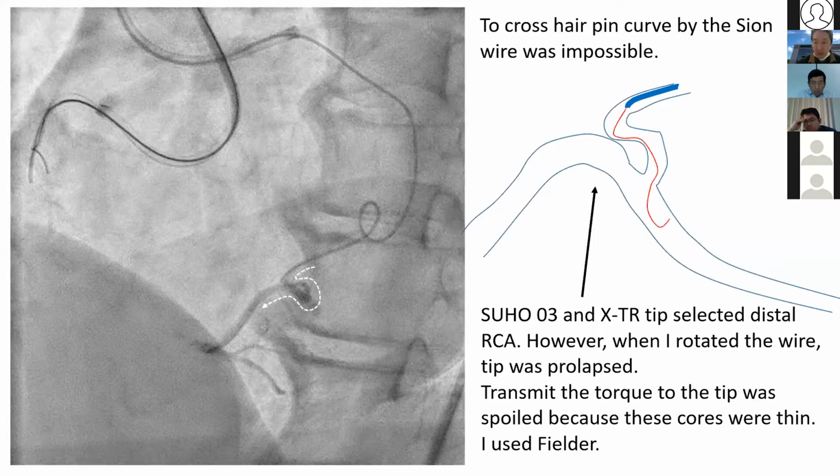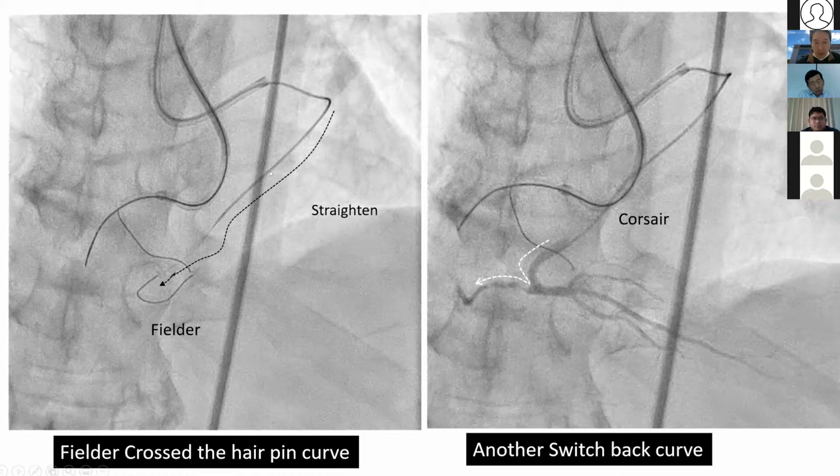So finally I used the Fielder wire, which is a thicker wire than the other 03 or XTR. The slip coat is good, and then I rotated and I could pick up this part. Then it goes down, it is stretched out, and this is the PD. Then the next one is Corsair, and I made a tip injection here.